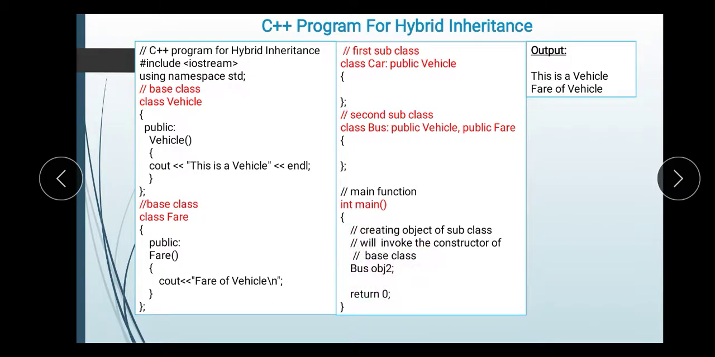Now this object accesses the functions of the class Fare as well as Vehicle. We are not saying here object2.Fare or object2.Vehicle, because these are constructor functions. When we create the object of a subclass, it invokes the constructor of the base class. When the object of the class is created, the constructor function of the class is automatically executed, so there is no need to call this function with the help of an object. They are automatically executed by the compiler, and hence we get the output "This is a vehicle" as well as "Fare of vehicle".